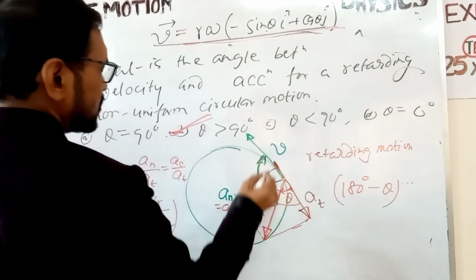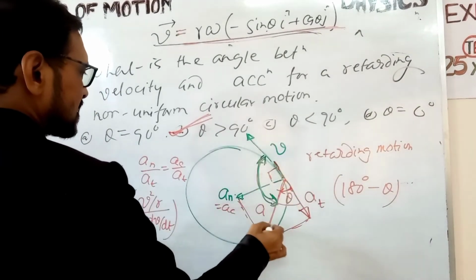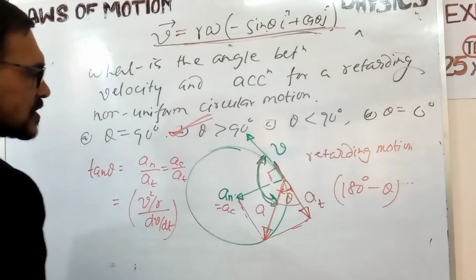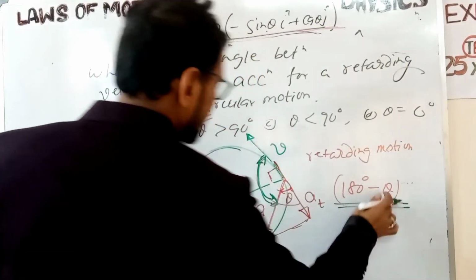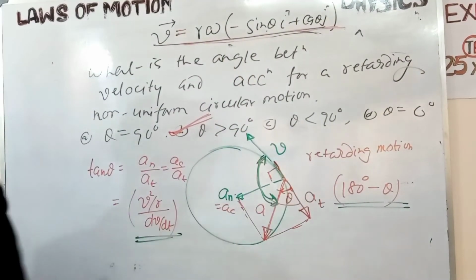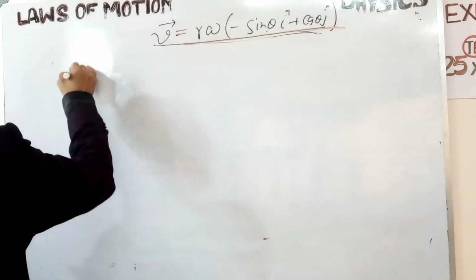So this is the angle between velocity and acceleration for retarding non-uniform circular motion. So the angle is this, where theta is denoted by this. I have discussed it already. Now the problem.